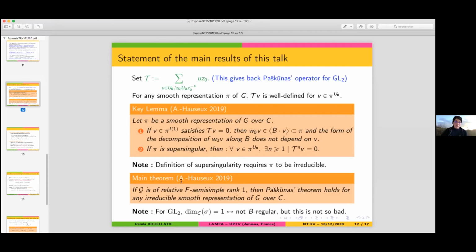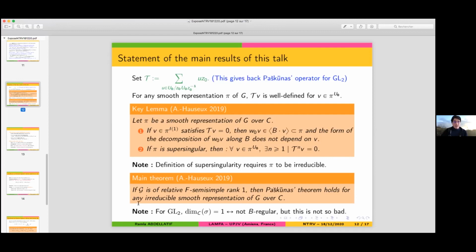And the main result is that Paskunas' theorem holds for an arbitrary reductive group of semisimple rank 1. So you know in particular that if you take a supersingular representation of such a group, its restriction to B will stay irreducible, and the homomorphisms as G-representations to any smooth representation of G will be in bijection with, isomorphic to, the B-homomorphisms. So you just have to understand the B structure.